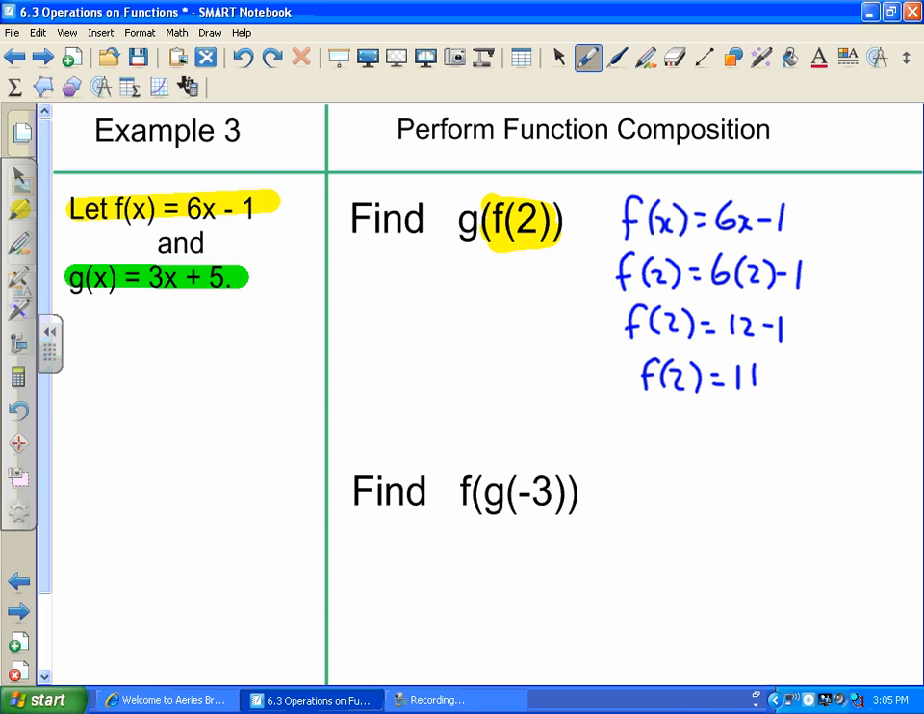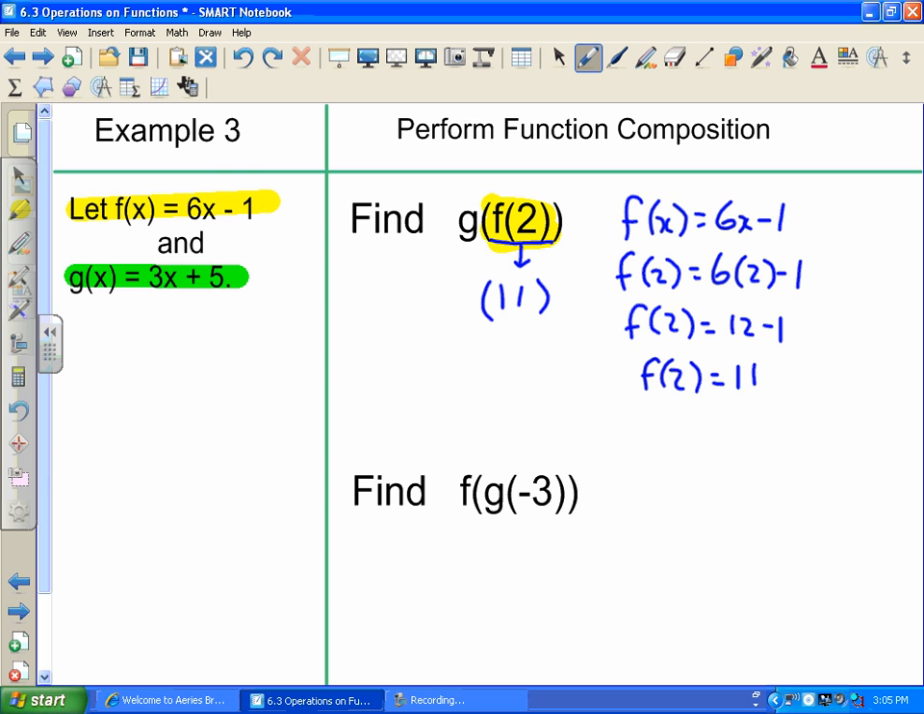So again, a function within a function. We found f of 2. We started with f of 2. By the way, hopefully you say this with me at home. F of 2 equals 11. Repeat it with me. F of 2 equals 11.